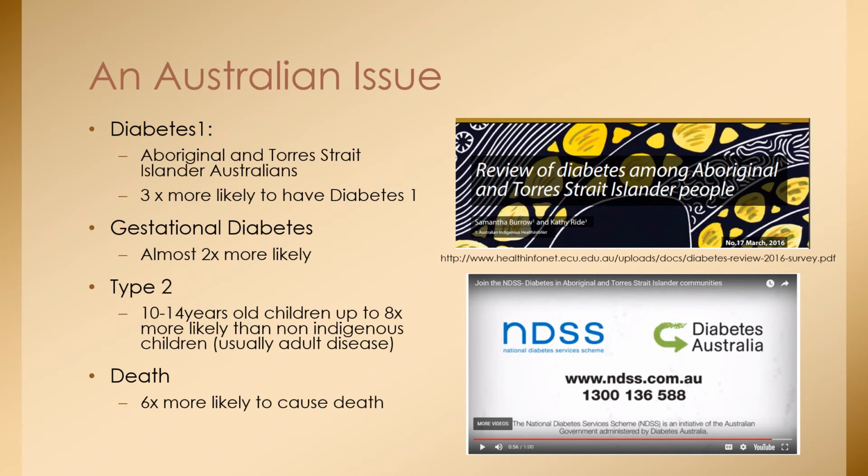So we normally see type 2 diabetes occurring later on in life, in people with fairly poor lifestyle habits. But now we're seeing it in 10 to 14-year-old Aboriginal and Torres Strait Islander children. It's also 6 times more likely to cause death in this population because of the conditions and that people aren't accessing the right sources. The little picture on the right-hand side here is the National Diabetes Service Scheme. So actually, people with diabetes are really well looked after in the health system in Australia, and they have access to resources.